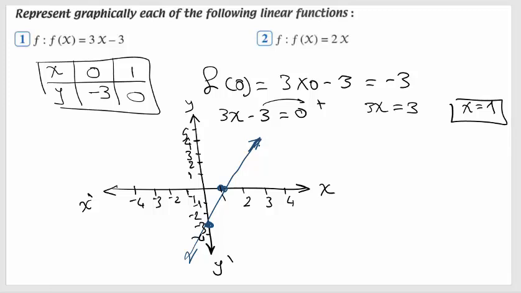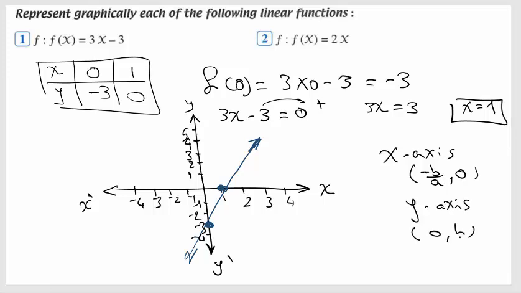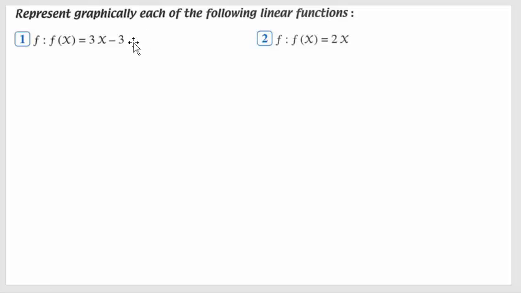Again, how to get the intersection point with x-axis? By putting y equals to 0 and solve to find x. How to get the point of intersection with y-axis? By putting x equals to 0. Or in other words, if you remember with me, as we said before, to find the intersection point with x-axis, it will be negative b over a and 0. To find the intersection point with y-axis, it will be 0 and b. Is it clear? Okay. Let's move to the second example and we will solve it by another method.